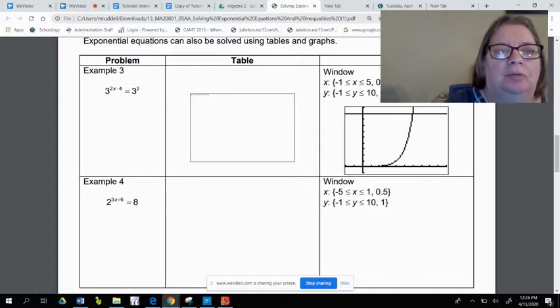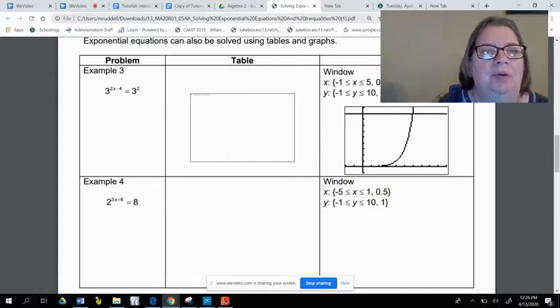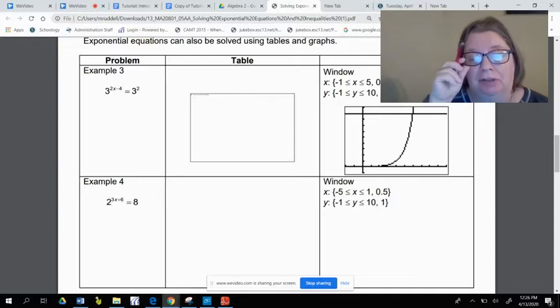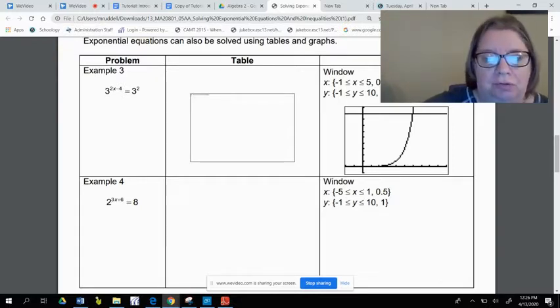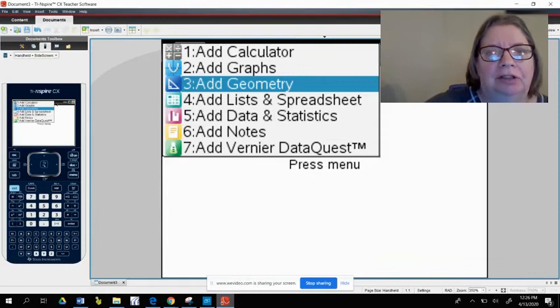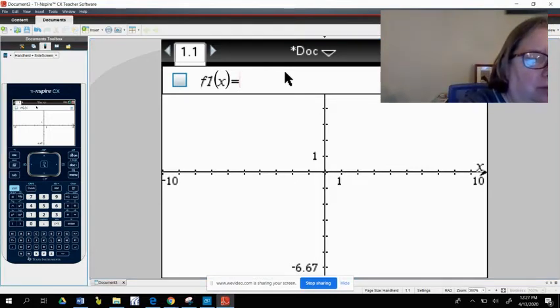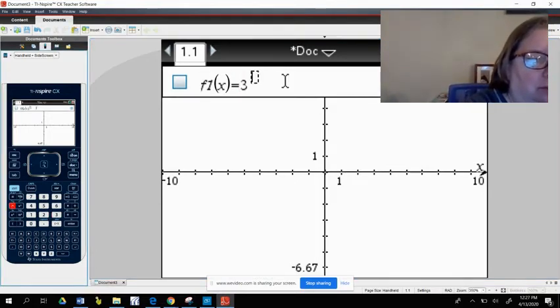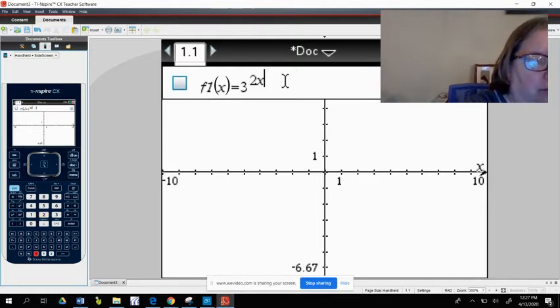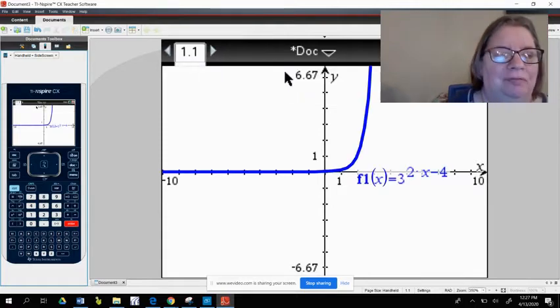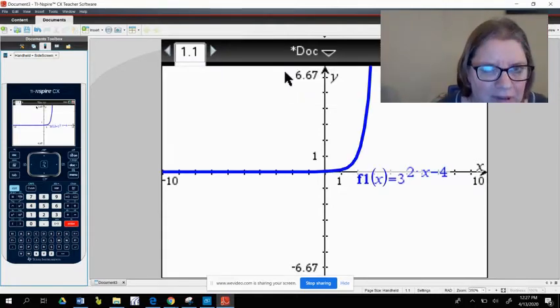So if you look at this example, 3 to the power of 2x minus 4 equals 3 squared. Now, you notice the bases are the same, so you can just set the exponents equal to each other. But if you want to use the calculator, just as a way to show you how to do this, we're going to go to graph. The left side of that is 3 to the power of 2x minus 4.